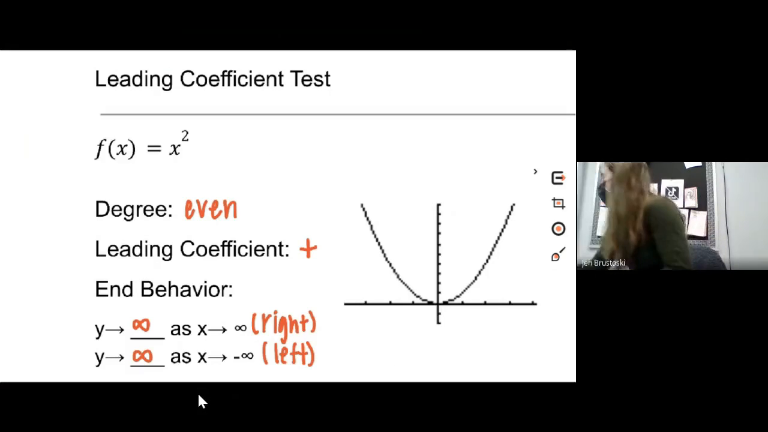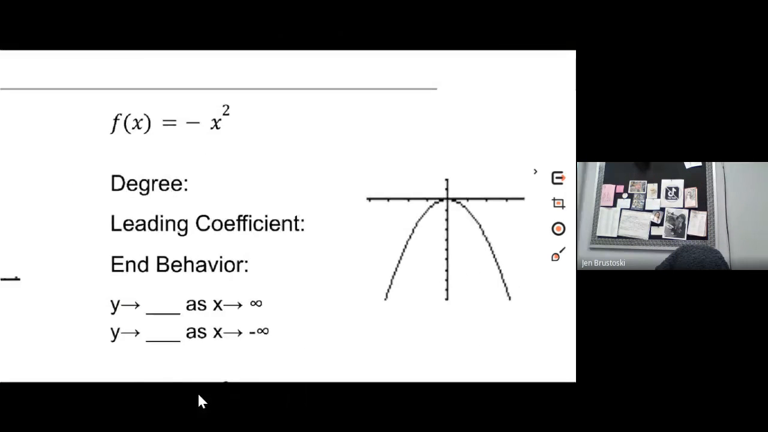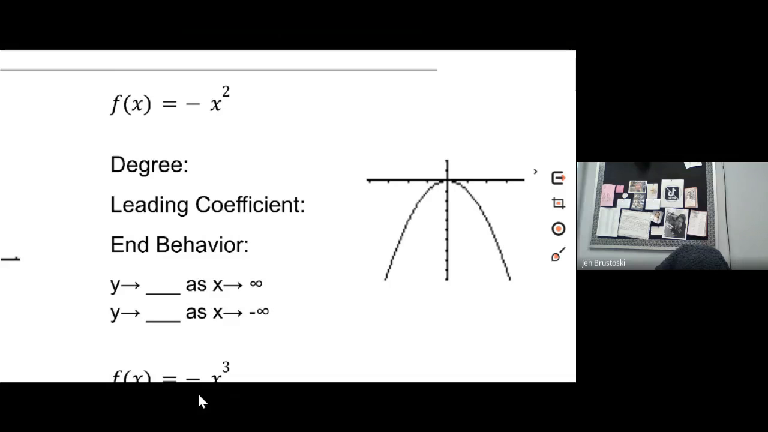All right. Let's look at this one here, negative x squared. This is similar, except it's been flipped over because of that negative sign right there. So our degree is still even, and our leading coefficient is negative this time. That's what's different. Here's our end behavior. As x is going to infinity, all the way over to the right, y is going to negative infinity. As we're going positive this way, our y's are getting more negative.